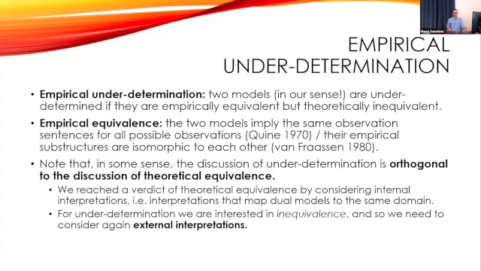Okay, so what do we mean by empirical underdetermination? It is the usual notion. It is empirically equivalent theories that are nevertheless theoretically inequivalent. That's the notion of empirical underdetermination. So two models, in our sense, are underdetermined if they are empirically equivalent, but theoretically inequivalent. What do we mean by empirically equivalent? Well, I think I will go into that.